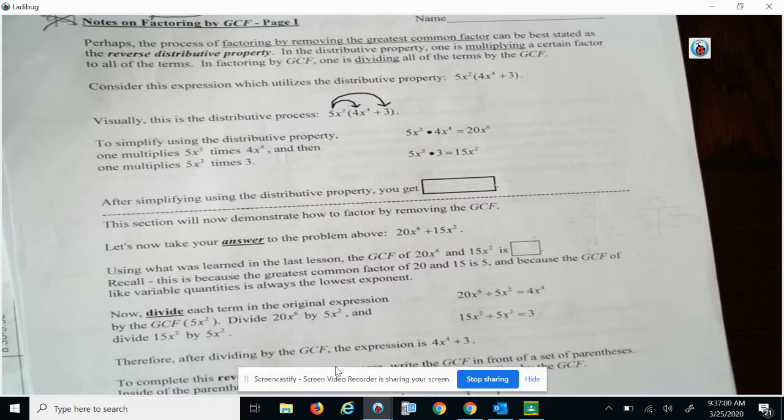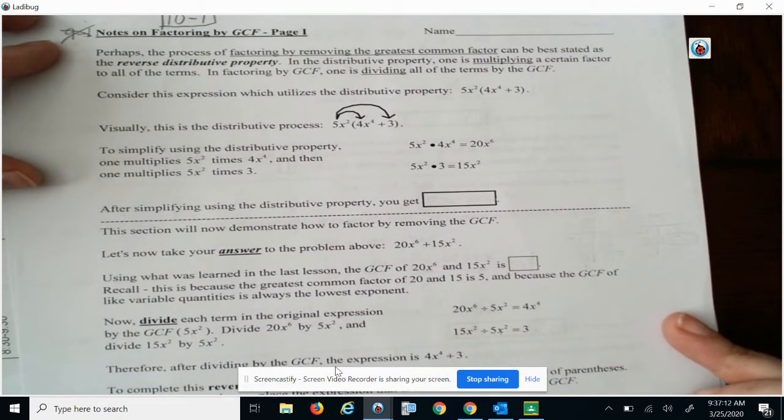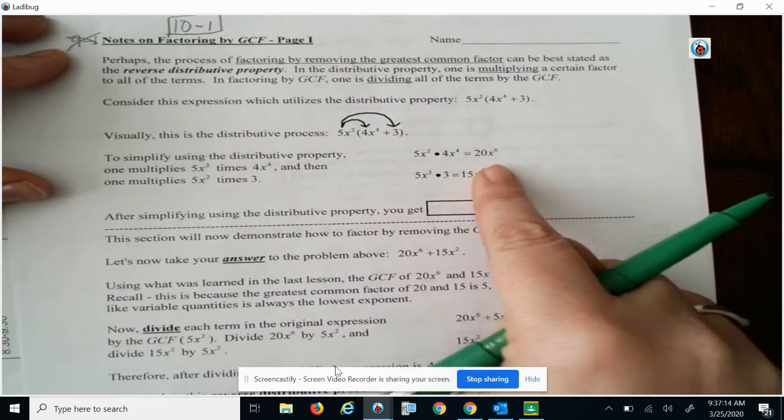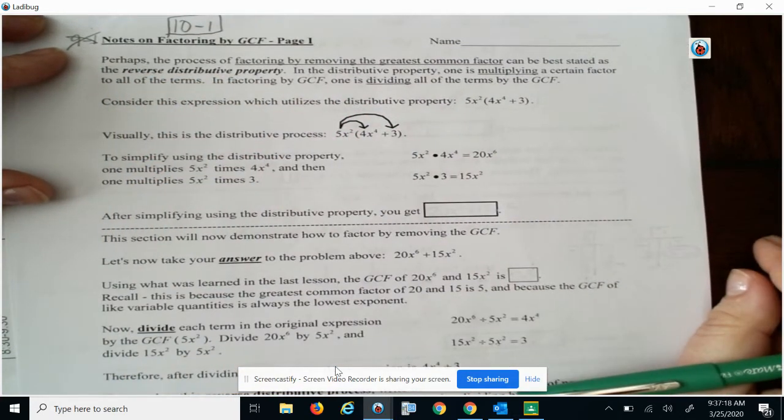All right, so finding the GCF of numbers, then finding GCF of monomials, those are all baby steps towards this main idea that we're going to do, factoring out the GCF. So factoring is just the opposite, the reverse of distributive property.